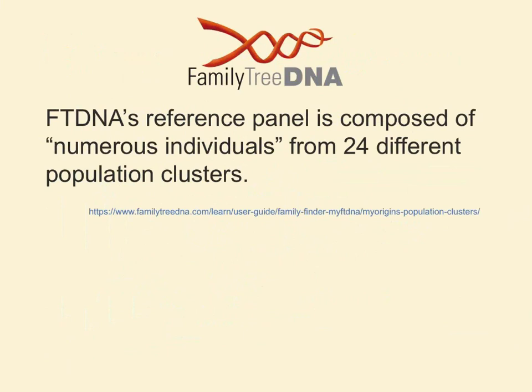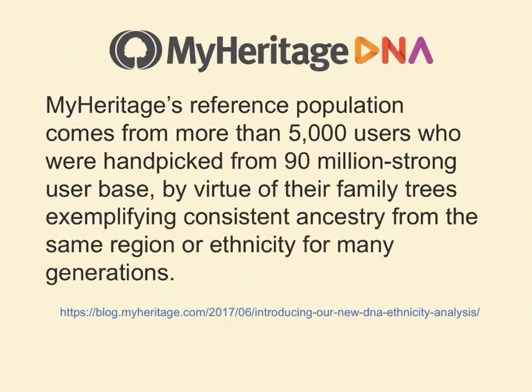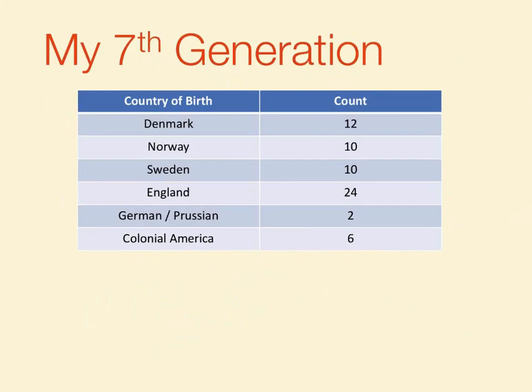So you can often find at the various companies statements like this. Here's a statement from Family Tree DNA that talks about how their panel is composed of numerous individuals from 24 different population clusters. And the statement we have on MyHeritage talks about how our current reference panels come from a selection of over 5,000 users who we handpicked by looking at their trees for very strong genetic consistency, and we sent kits out to almost every country on the earth to collect these samples.